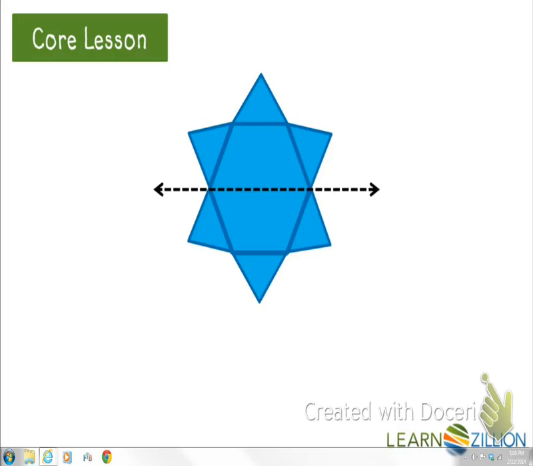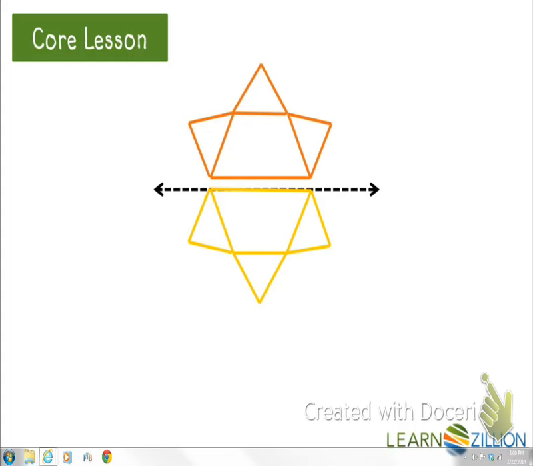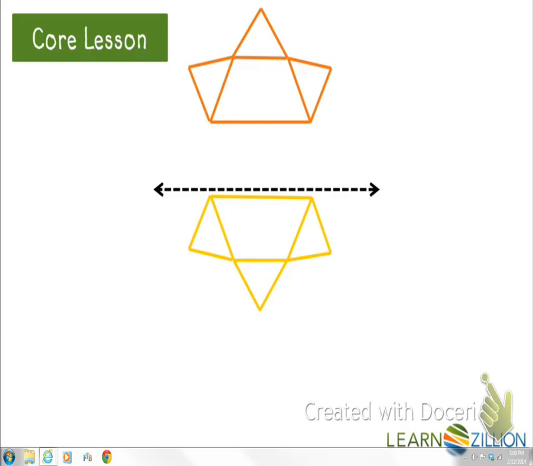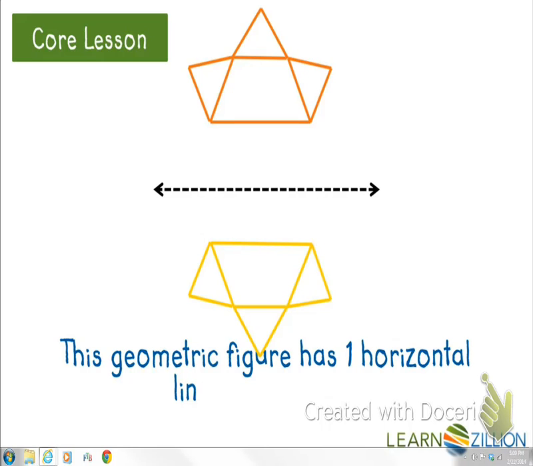So we're going to start with the horizontal line. That means our line is going to go left to right. Since we need equal parts, the location that we place this line is through the center of this geometric figure. When we separate this figure into two parts, we see that we have two matching parts. So this geometric figure has one horizontal line of symmetry.